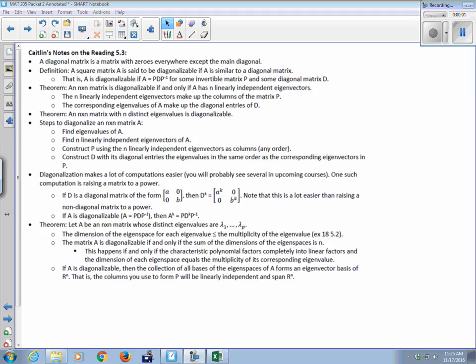Okay, so we're gonna move on to 5.3 here, where we're gonna talk about diagonalization. The definition of a diagonal matrix is a matrix with zeros everywhere except on the main diagonal. And a square matrix is called diagonalizable if A is similar to a diagonal matrix. That is, A is diagonalizable if A is P times the diagonal matrix D times P inverse for some P and some D.